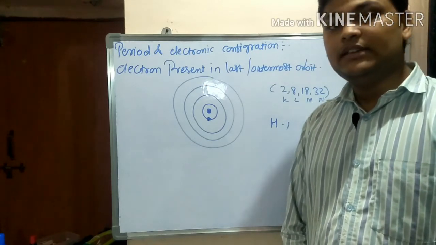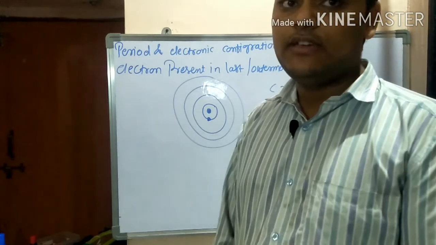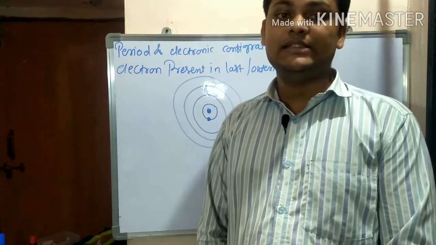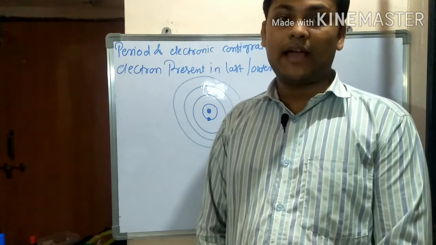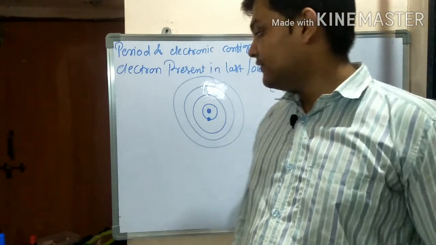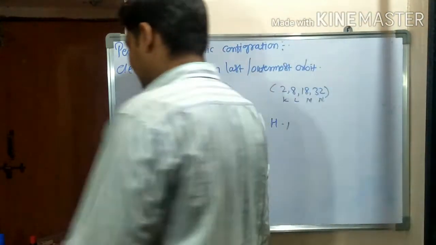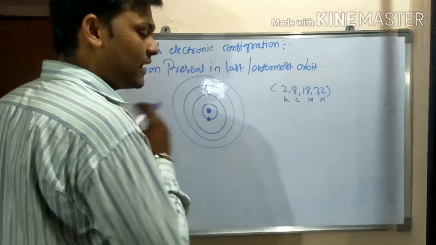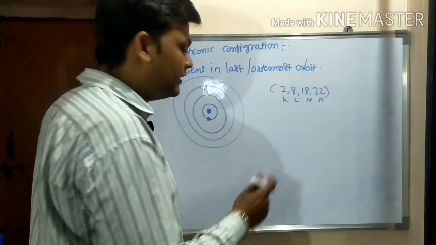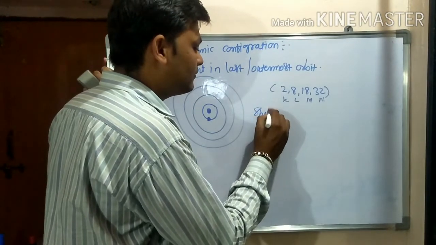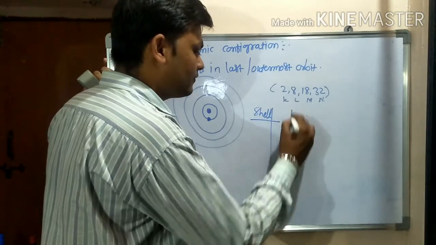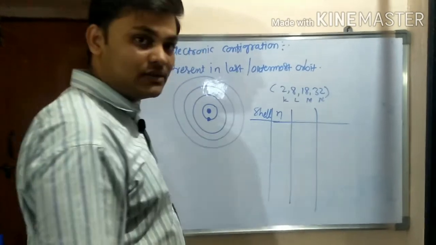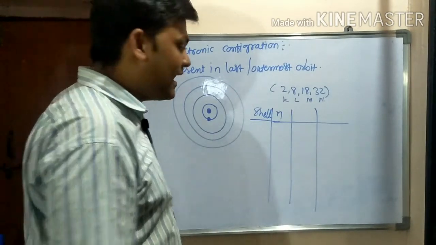Each shell, K, L, M, N, has a number according to its orbit: 1, 2, 3, 4. When we derive this in different stages, we get an equation. Here I am going to make a table for it, with the shell, the serial number and the power.